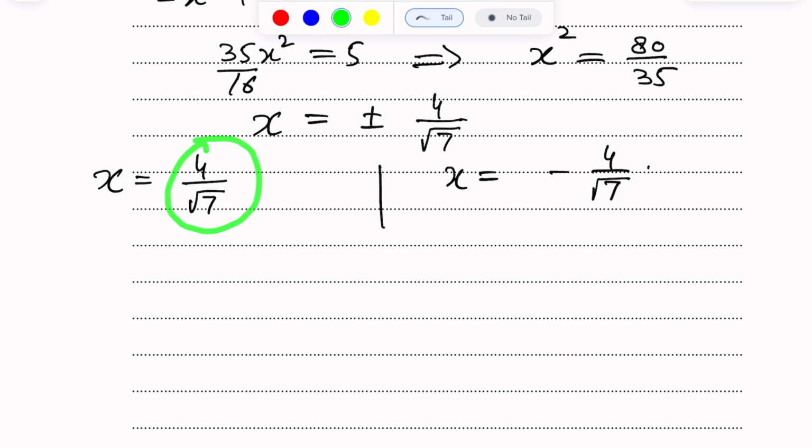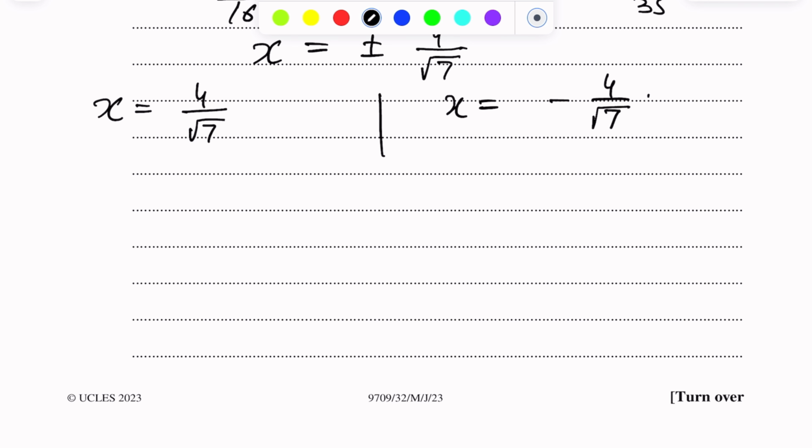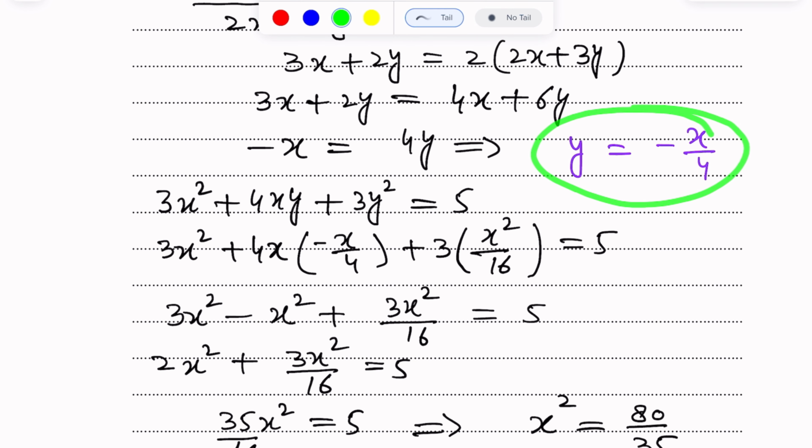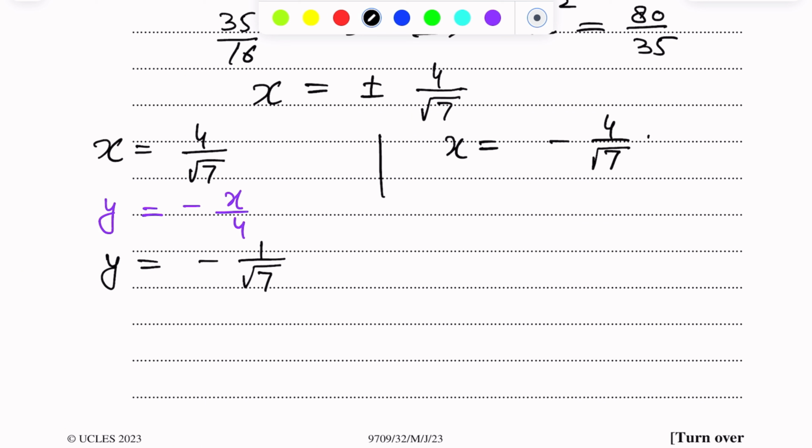Now putting both values of x in this equation, we get two values of y. When x is equal to 4 over root 7, since y is equal to negative x over 4, putting the value of x here, we get the value of y as minus 1 over root 7. So the point will be x coordinate 4 over root 7 and y coordinate minus 1 over root 7. This is the point.